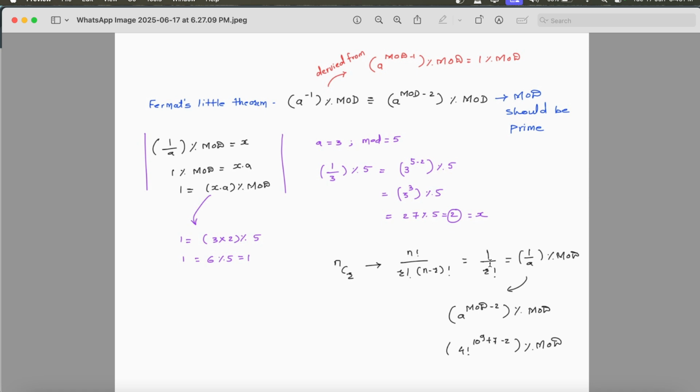Now the question is that we are looking for 1 divided by r factorial. So 1 divided by r factorial can be equal to 1 by a factorial.